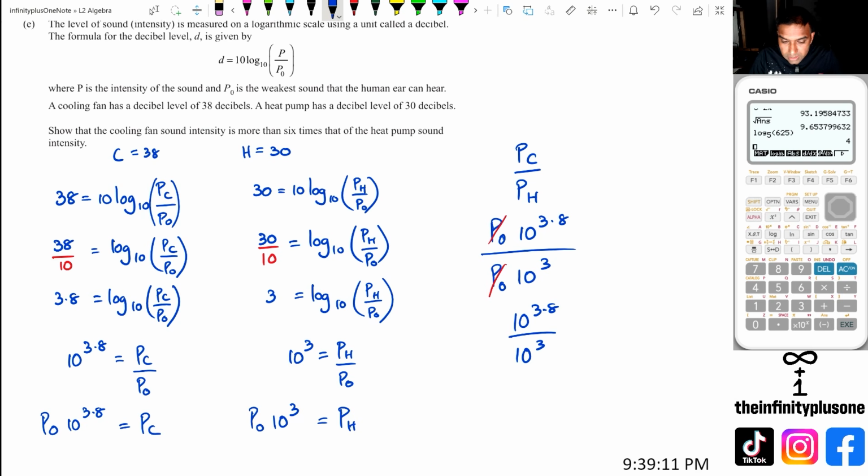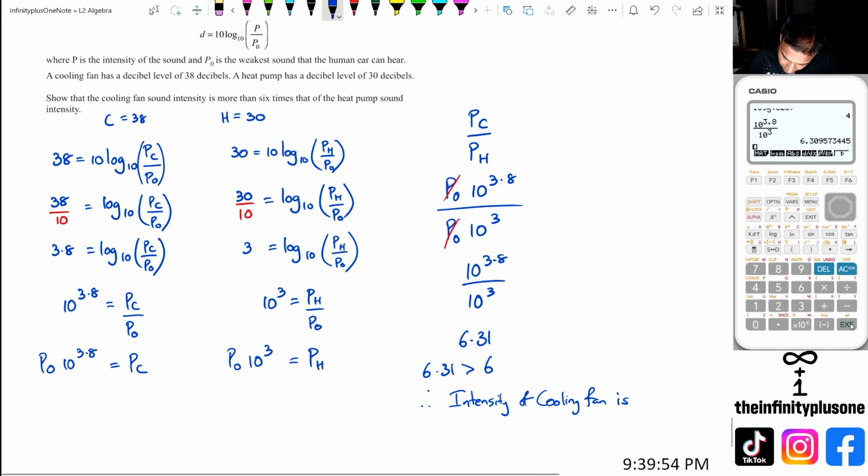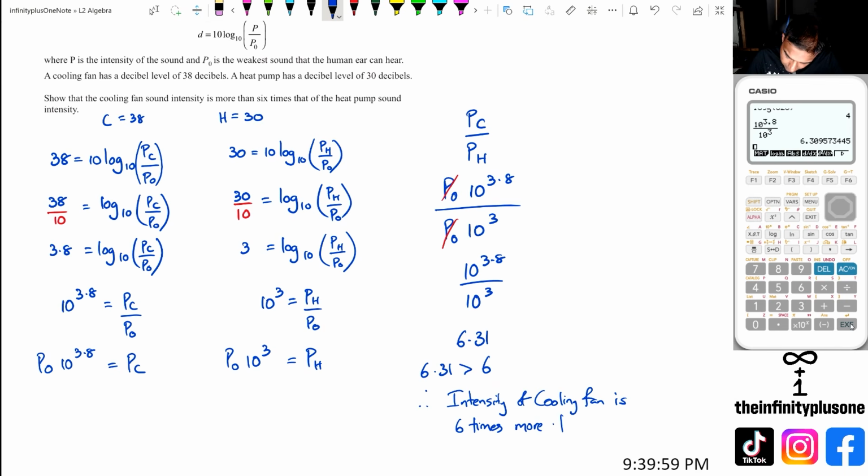And we can just put this in the calculator. So 10 to the power of 3.8, and I would like to divide that by 10 to the power of 3. Now as you can see, I am getting 6.31, and since 6.31 is actually bigger than 6, we can say therefore the sound intensity of the cooling fan is more than 6 times that of the heat pump.